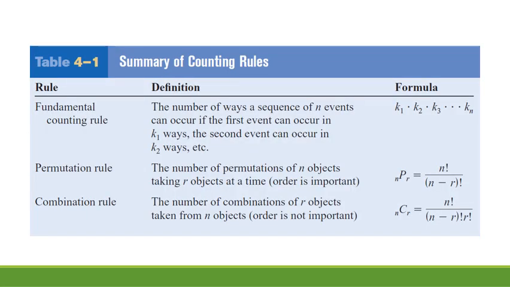So this is the summary of counting rules wherein in the fundamental counting rule, you just need to multiply all, and also the permutation rule wherein it specifies the specific order or arranged order, and the combination rule wherein the order is not important. So just need to infuse this.